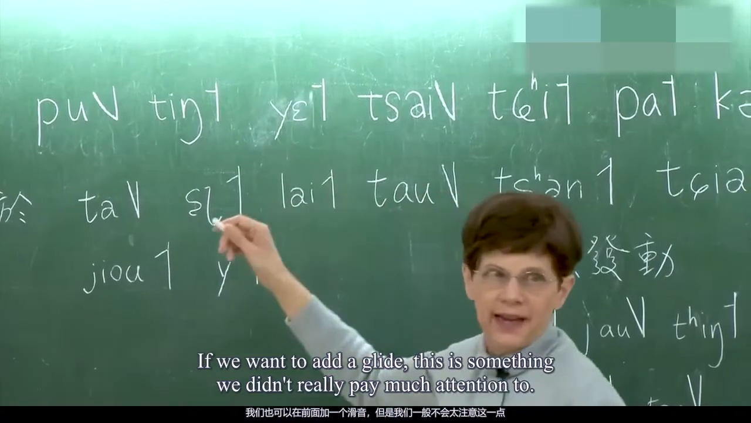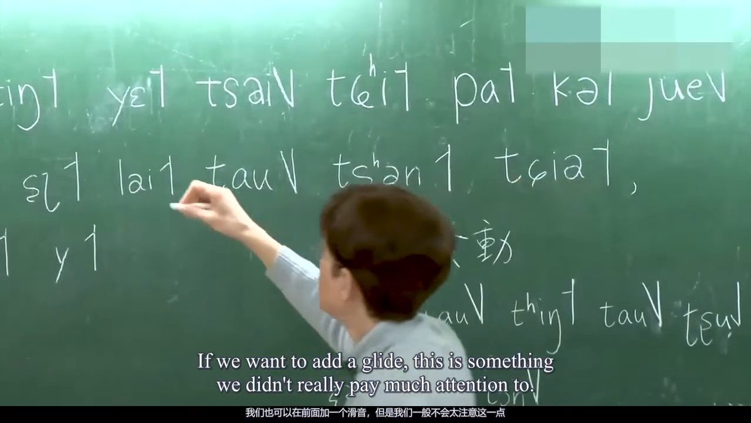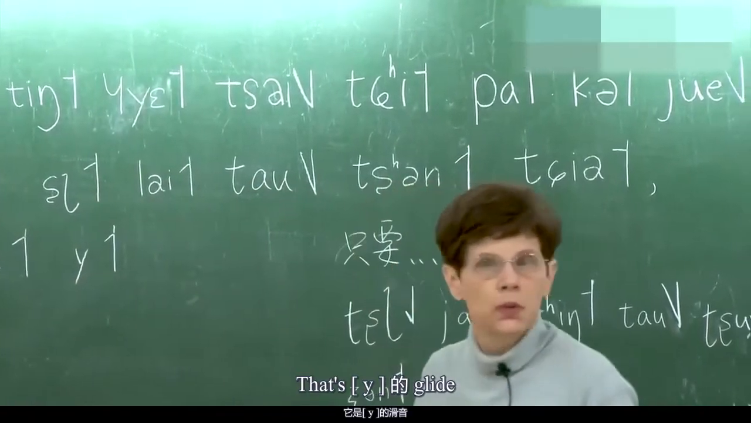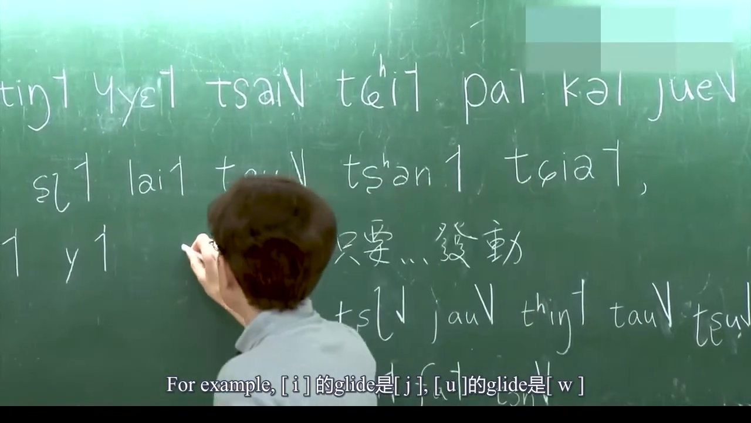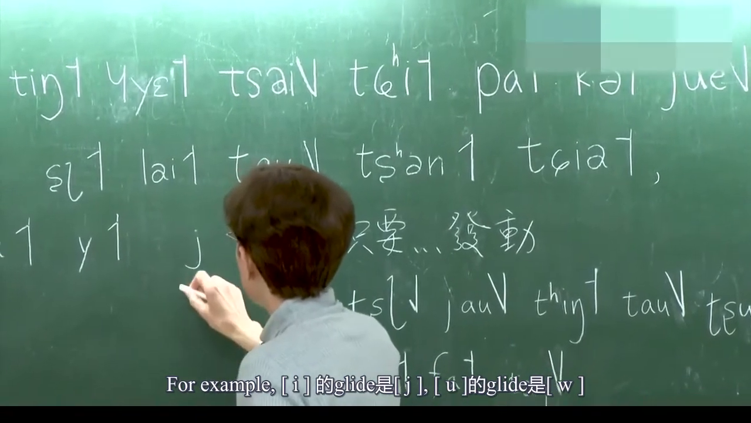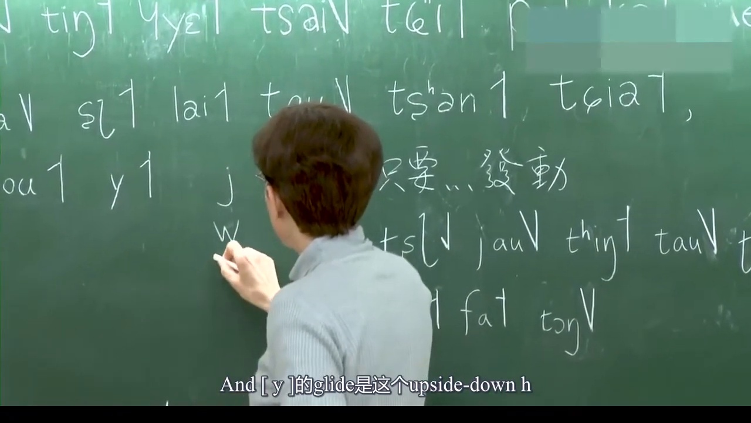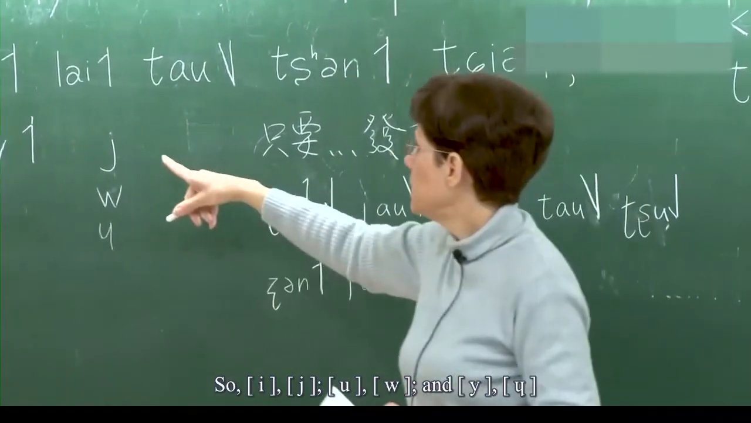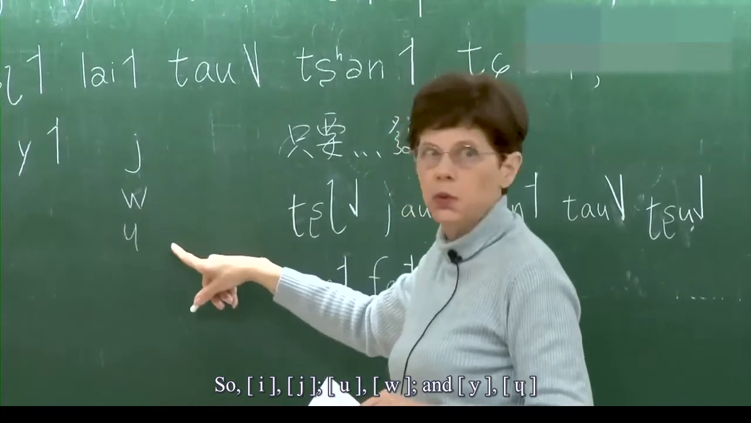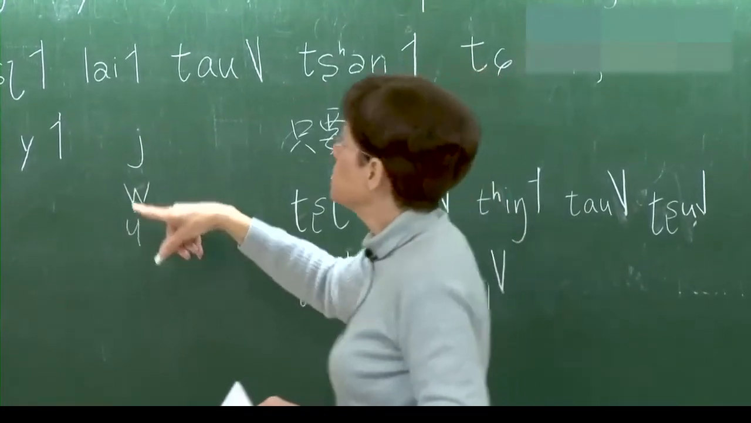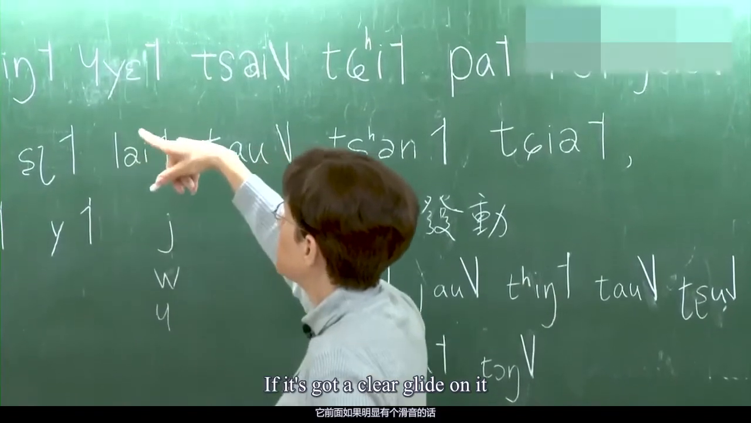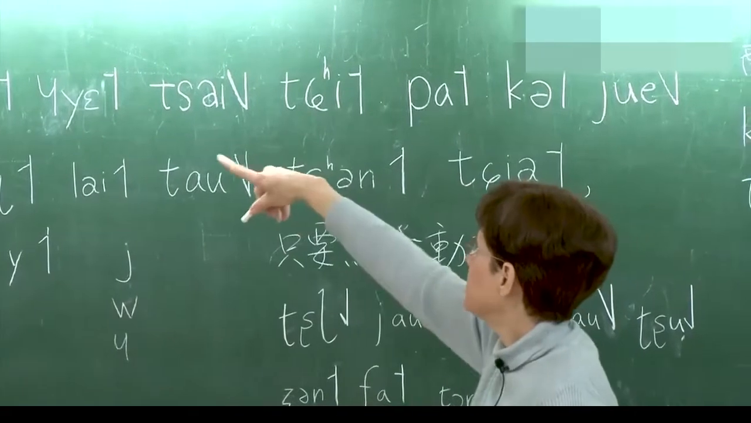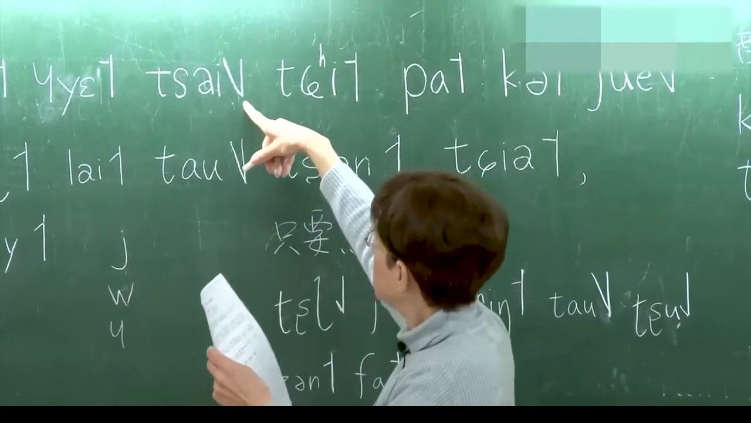If we want to add a glide, this is something we didn't really pay much attention to. You can use an upside down H. For example, I the glide is Y, U the glide is W, and U the glide is this upside down H. Everybody got that? So if it's got a clear glide on it, you can add it. In Taiwan you could also leave it out. That one is kind of up for grabs.